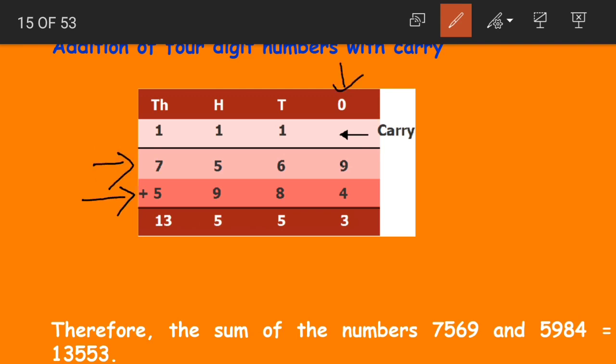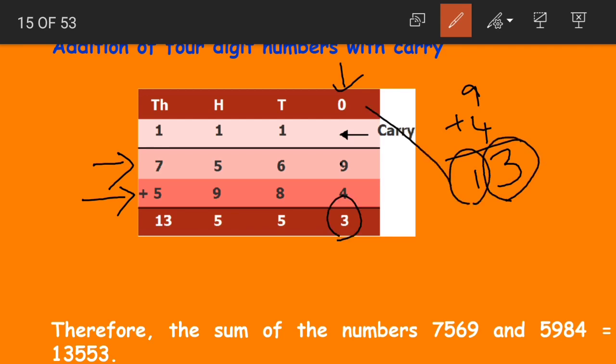Starting from the ones place, 9 plus 4 becomes 13. Now again we'll write the digit in the ones place down and the extra digit will be carried to the next place. The digit in ones place is 3, so we wrote it down, and the digit in tens place is 1, we carried it forward.